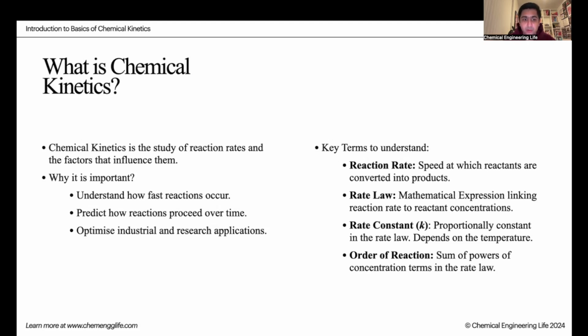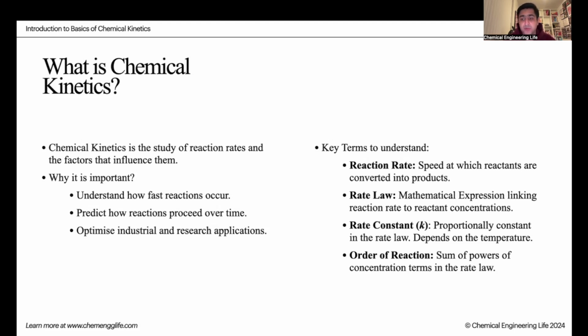It is important for you to understand how fast these reactions occur, because sometimes you would like to control them, you would like to control the variables, you would like to optimize them. Sometimes you would like your reactions to go to 100% completion. That's where chemical kinetics can tell you.